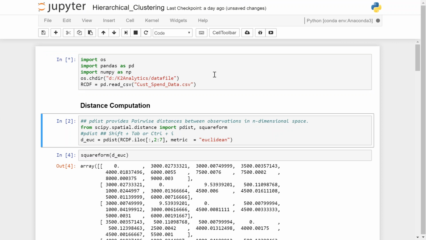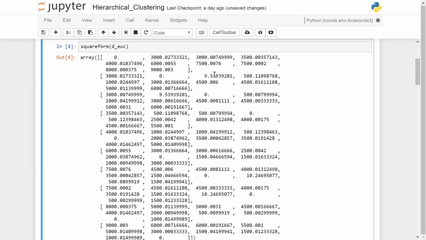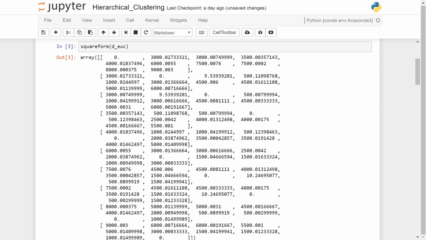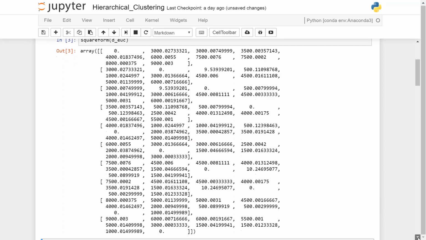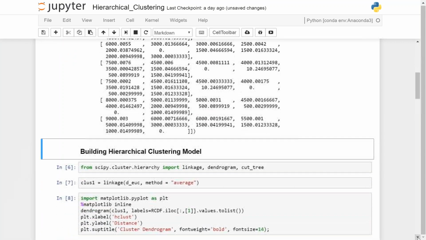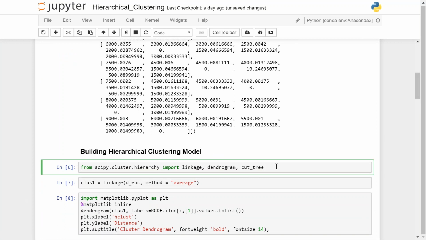For distance computation, we are using the SciPy spatial distance package, from which we are importing the pdist and the squareform function. We call the pdist function. Pdist is for pairwise distance. Between each observation in the data, it is going to compute the distance. To represent the data in a square form, I'm using the squareform function on the d_euc, which we got in the previous step. Having computed the square matrix, we now build the hierarchical clustering.